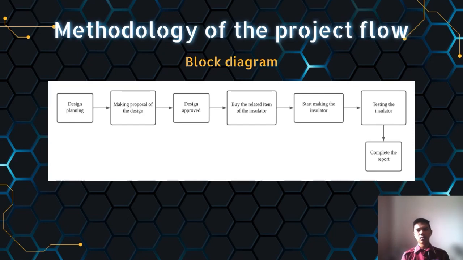Then we recorded the data and results. We also recorded the video and snapped pictures of the corona, and we tested it in dry and wet conditions. In dry condition we got 90 kilovolts, and in wet condition we got around 30 kilovolts.